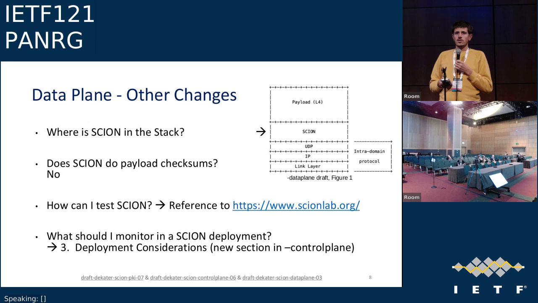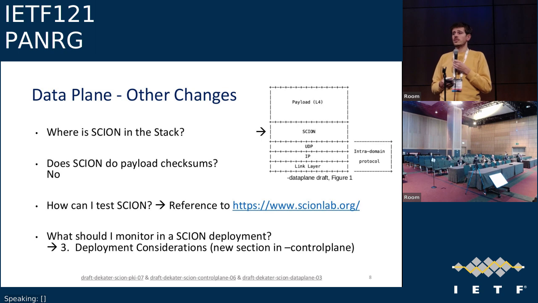There were some other questions that we got quite a lot, so we hope to make the text a bit clearer. Many people asked, where is Scion in the stack? And while in principle it might be run directly on layer 3, in practice in the current deployment, it is run on top of UDP/IP for backwards compatibility with the intra-AS network. So we added a figure about that. We got asked whether there are checksums on payloads, and the answer is no.